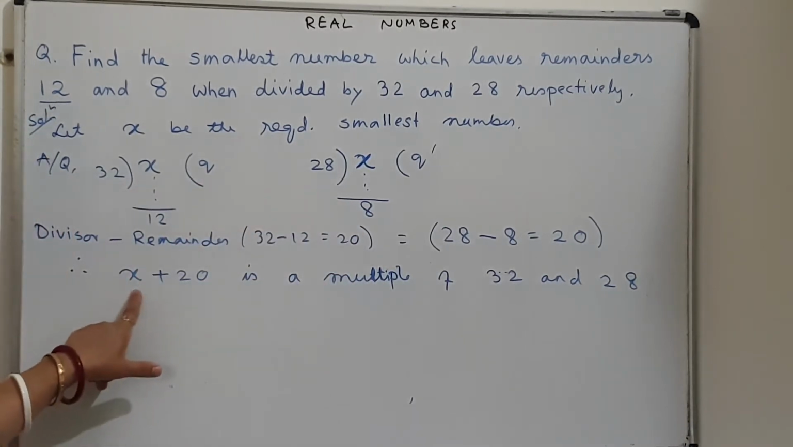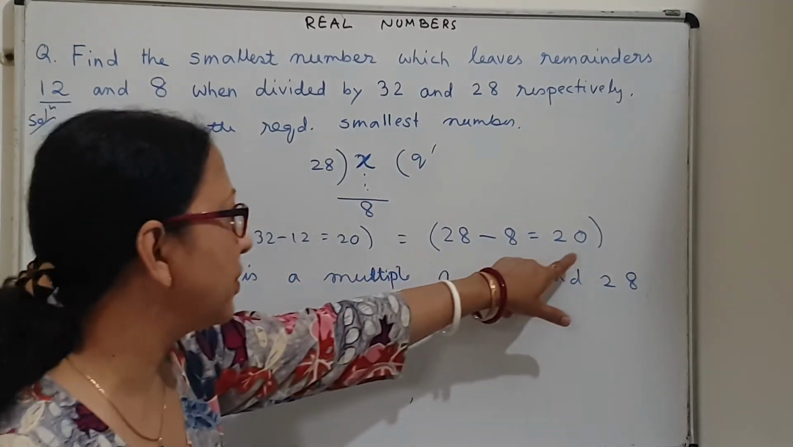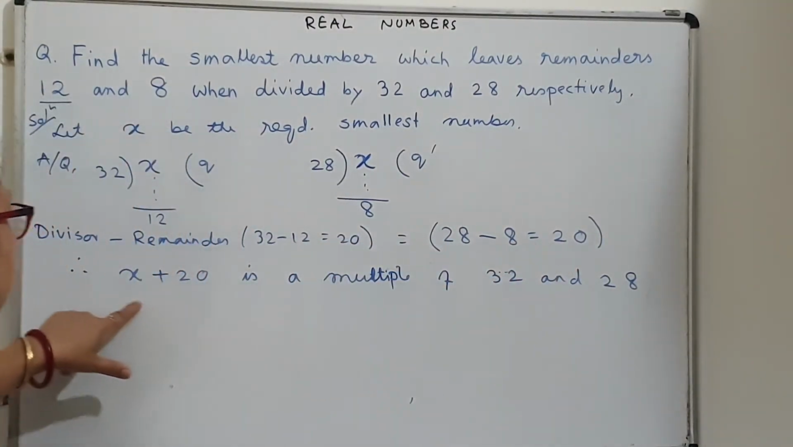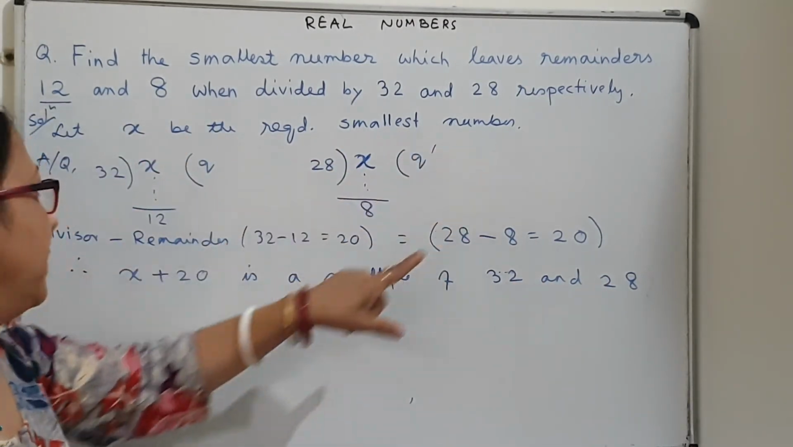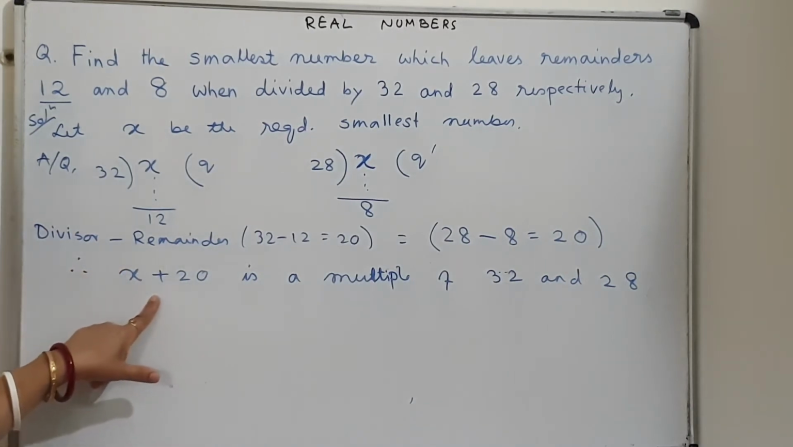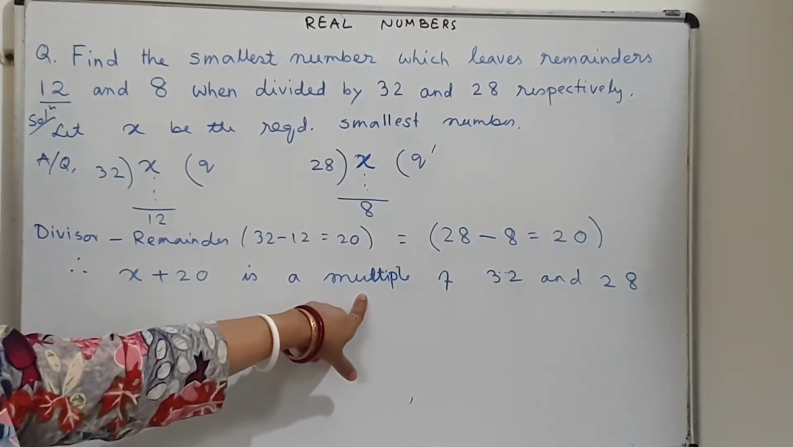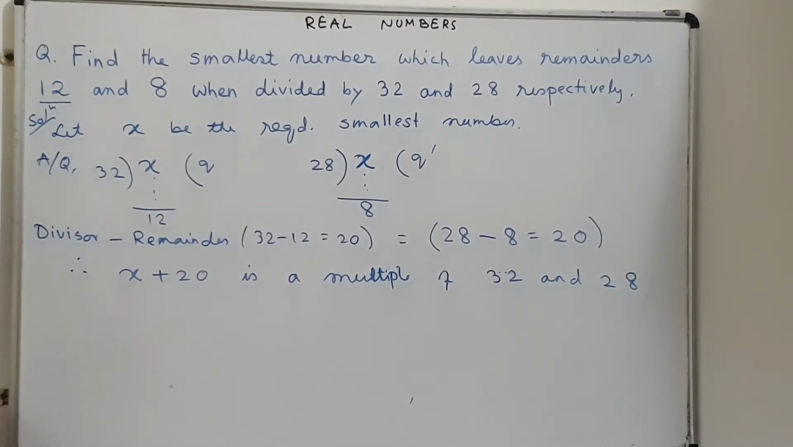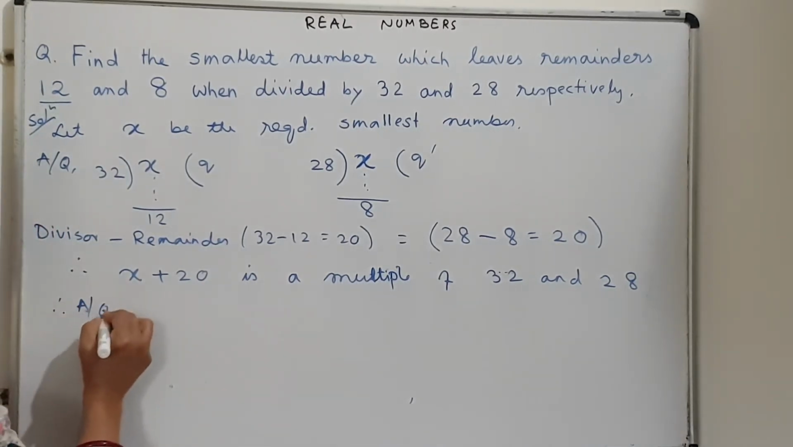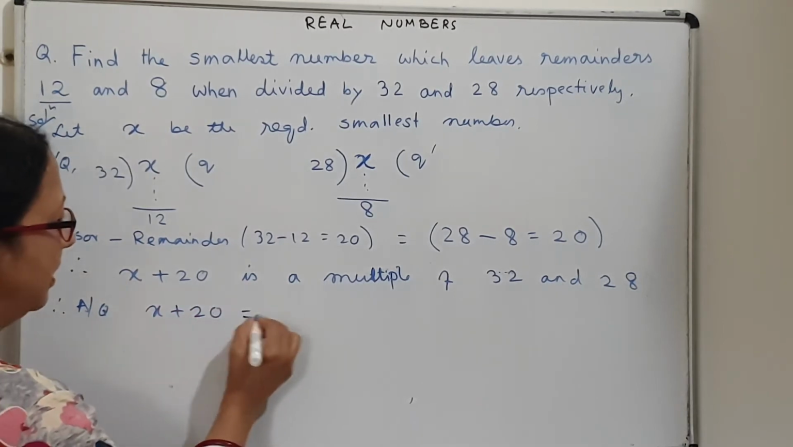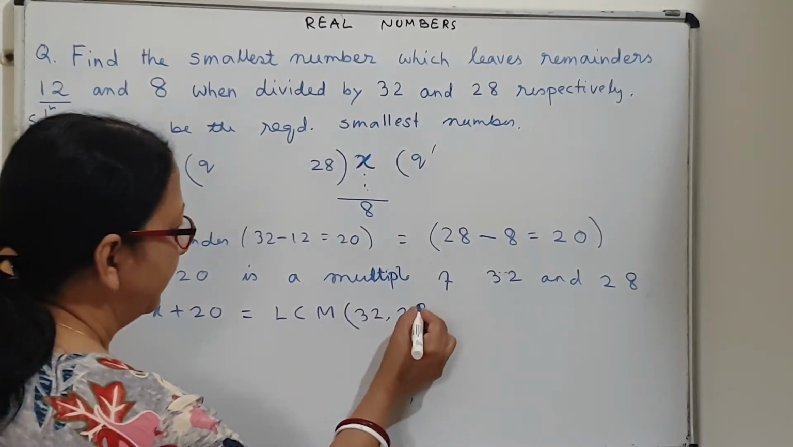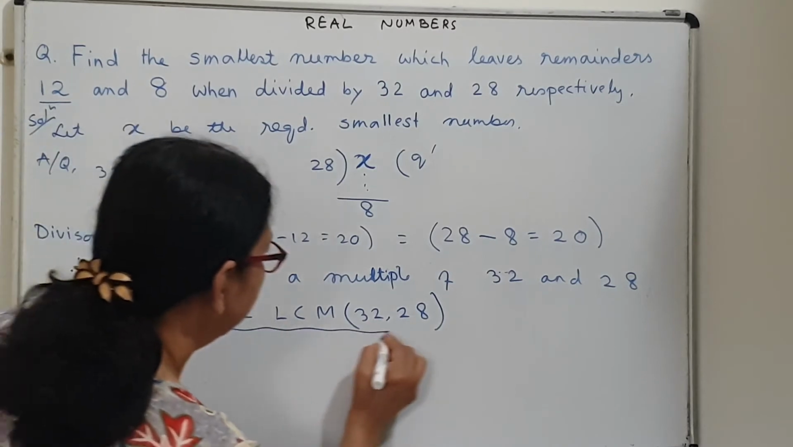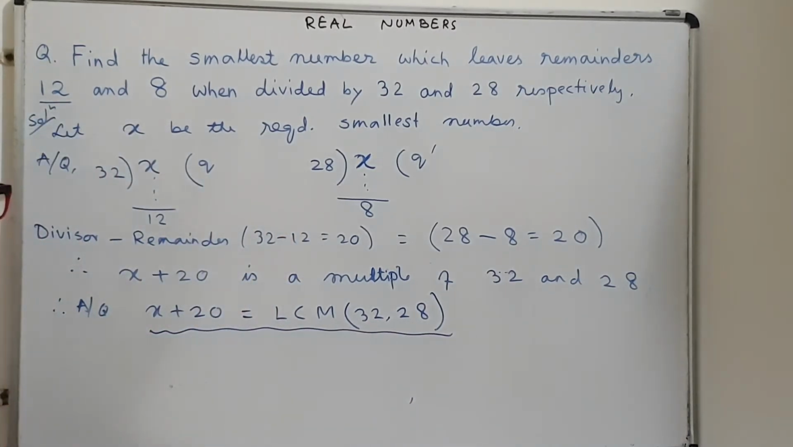That's why this number x plus 20, the constant difference has to be the same, because it is a multiple of these two. Now the number is the smallest number, so obviously x should be such that this is the lowest common multiple, because this becomes a common multiple. Therefore, according to the question, x plus 20 will be the least common multiple of the divisors. This is the main thing of this question that you have to understand, and from this we can solve the value of x.